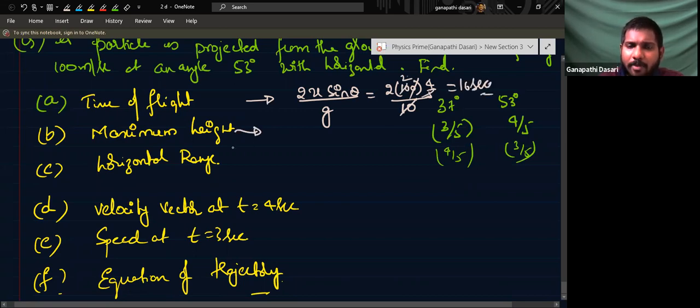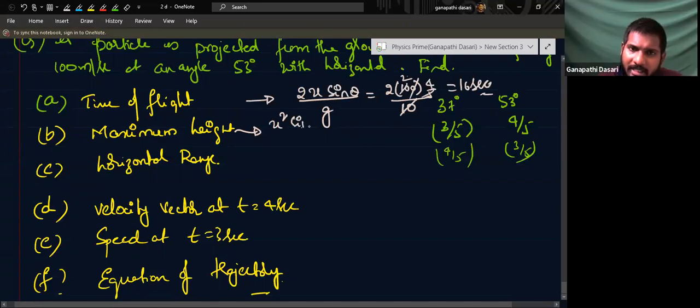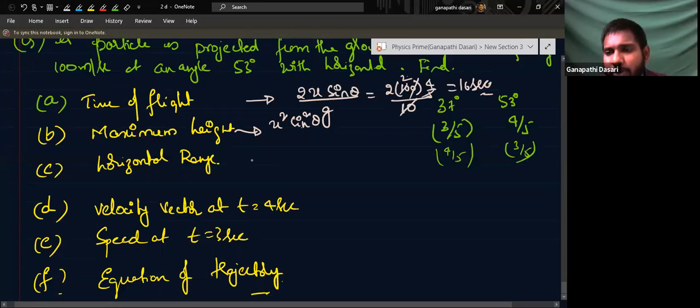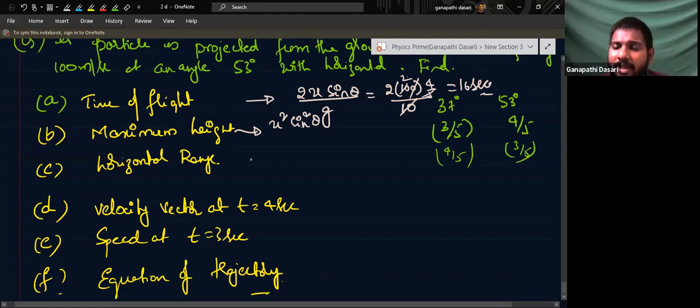In a similar way, how much is the maximum height? What is the formula for maximum height? u square by 2g. In the vertical velocity case, u y square by 2g, that is u square sin square theta by 2g. You don't try to remember sin square theta and all, you might forget. What I used to do: maximum height in the general case is u square by 2g, but here the vertical velocity is u y, so u y square by 2g. u y is u sin theta, whole square. That is u square sin square theta by 2g. You will not forget now. In this way, if you study, there will not be any confusion.